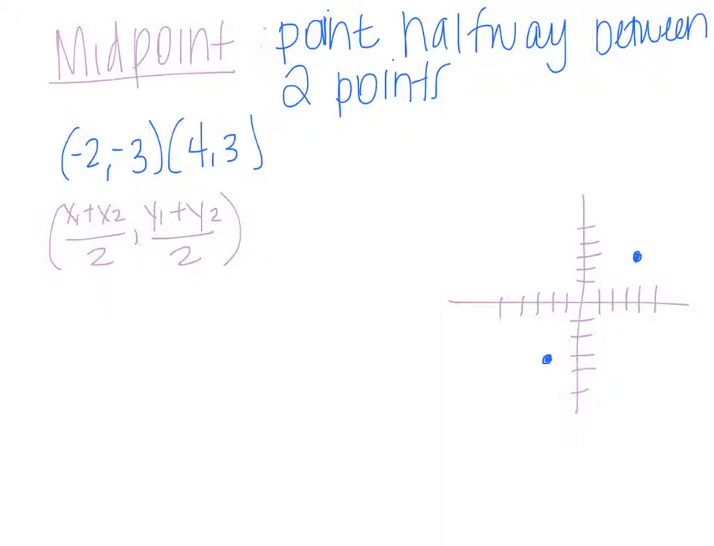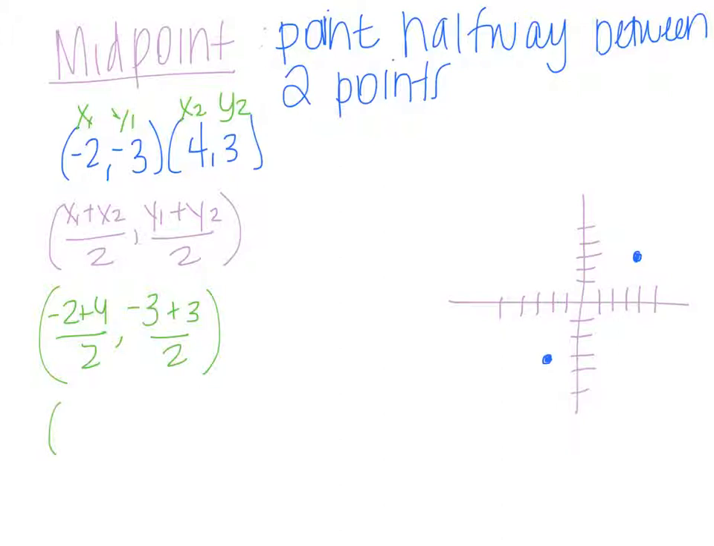I'm going to start the same way I did with distance, where I am going to label them x1, y1, x2, y2, and I'm just going to plug it in. So I'm going to have negative 2 plus 4 divided by 2, and then to find y, I have negative 3 plus 3 divided by 2. Now I'm just going to simplify that even more. Negative 2 plus 4 is 2 over 2, and negative 3 plus 3 is 0 over 2. And then 2 divided by 2 is 1. 0 divided by 2 is 0.